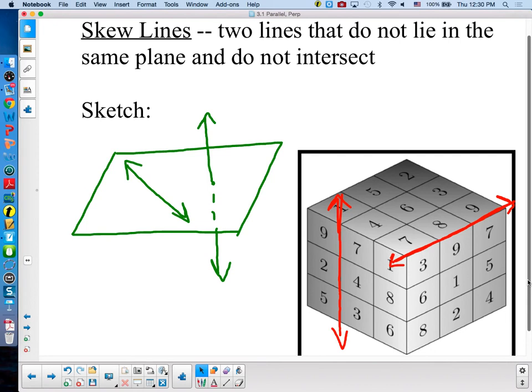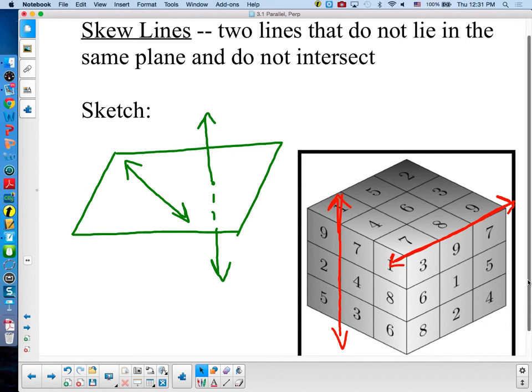So with the sketches, we have to show three-dimensional when you're showing skew to get them in different planes. So my green sketch here, you can see that I have one line that's solid, so that line is in that plane. But the other line, notice how I show part of it dashed, so that means it's going through the plane.